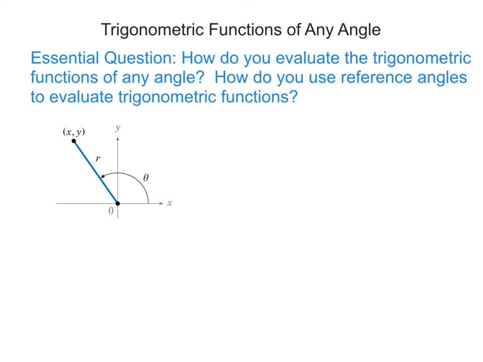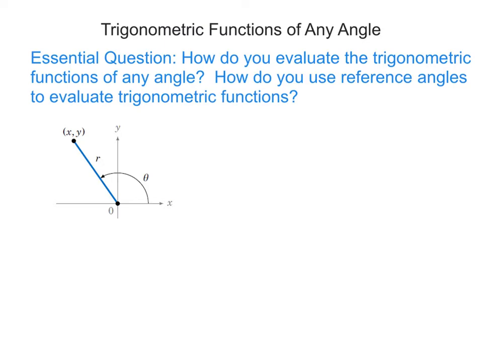So let's use the figure that I've shown you here. Theta is going to be the angle in standard position with x comma y a point on the terminal side of the angle, and r is equal to the length of the line from x comma y to the origin.